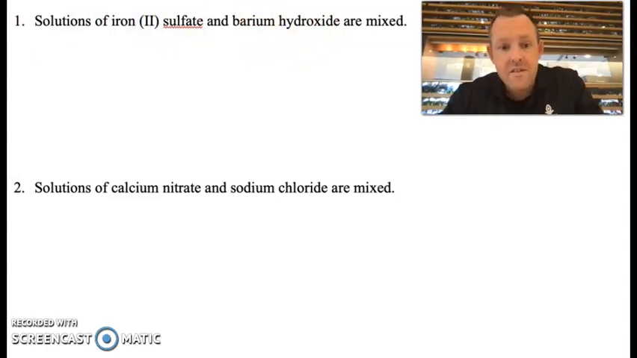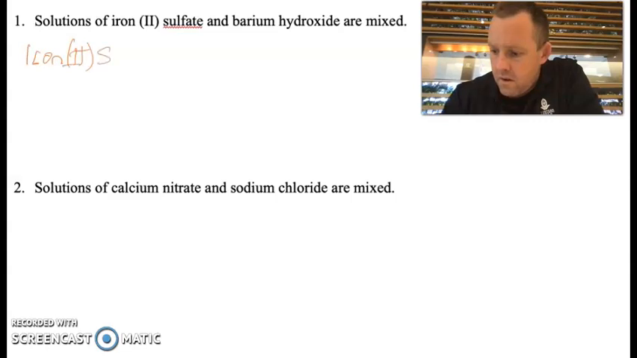So that's how you tell. If you're reading the question, solutions tells you that you're mixing two solutions, and then you look at what the chemicals are. If it's a metal and non-metal, or a metal and a polyatomic anion, then you're going to have a precipitate reaction. So start off by writing out a bit of a word equation of what's actually going on. I've got iron 2 sulfate, and I'm going to react that with my barium hydroxide.